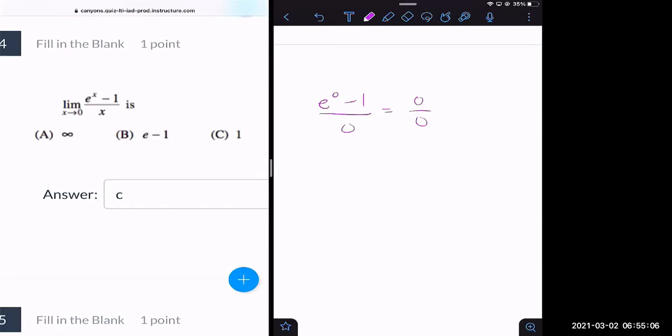What's the derivative of the numerator? e to the x. Yep, what's the derivative of the denominator? 1. And then you take the limit as x approaches 0. So you get e to the 0, which is 1.